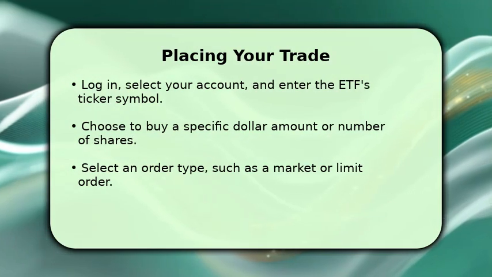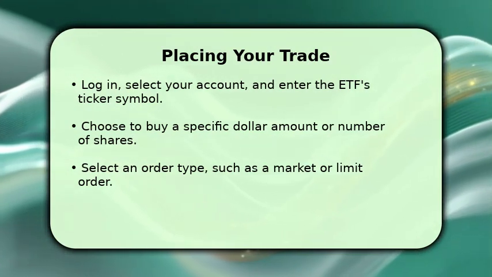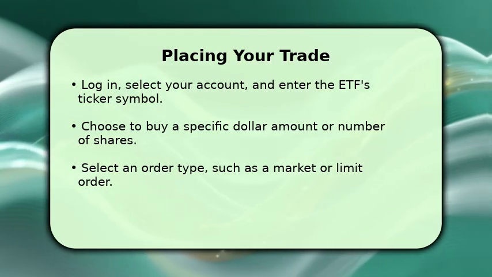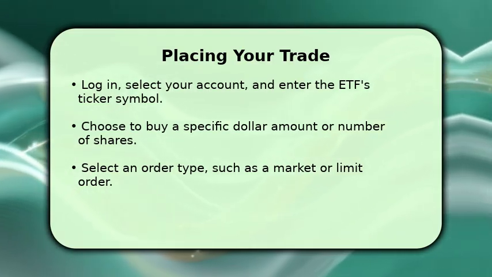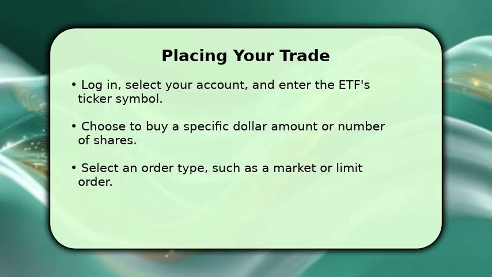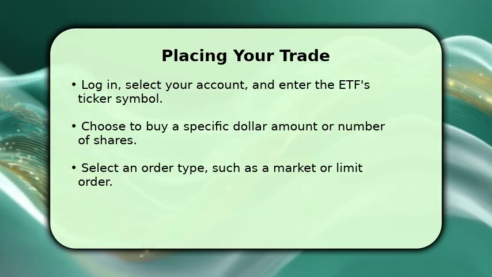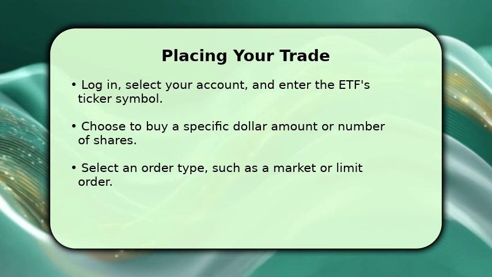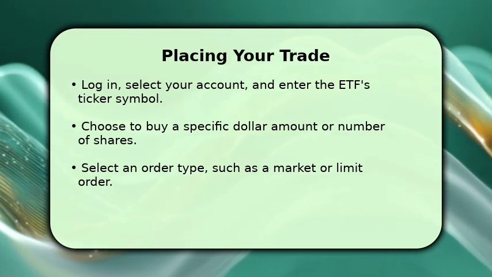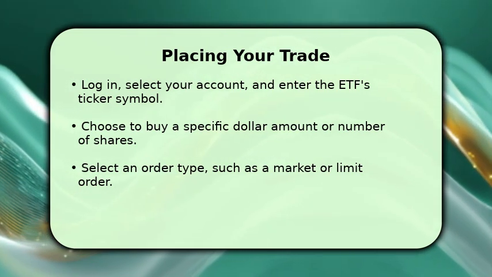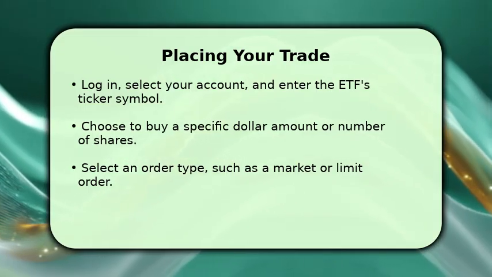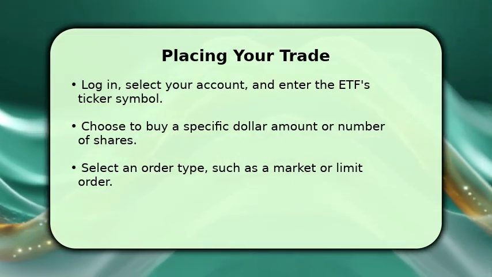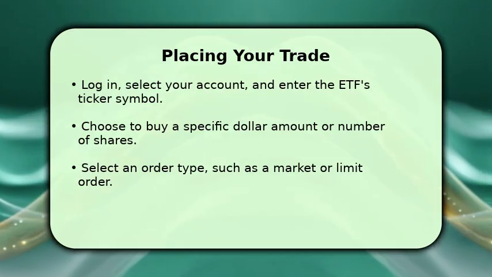Once you have chosen an ETF, placing your trade is straightforward. Log into your Fidelity account, select the desired account, and enter the ETF's ticker symbol. You can choose to buy a specific dollar amount, even as little as $1, or a certain number of shares. Decide on an order type, like a market order for immediate execution or a limit order for a specific price. Always preview your order before confirming.